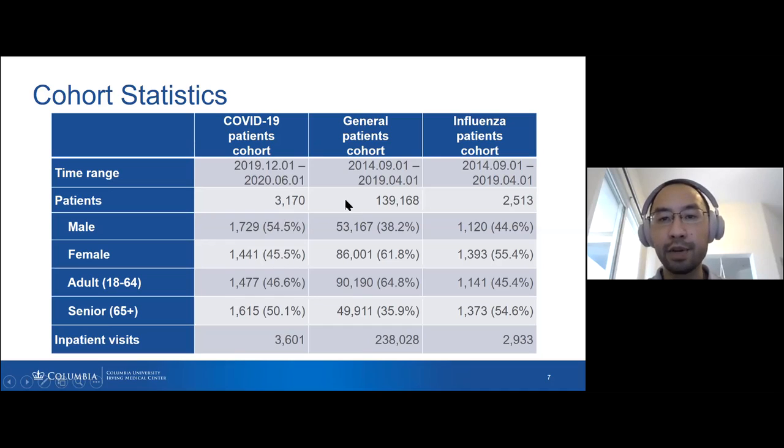For the general cohort, we had about 140,000 patients, about 38% male and 61% or 62% female, approximately 65% adults, and 36% senior. And these totaled to 240,000 inpatient visits. For the influenza cohort, we had approximately 2,500 patients with 45% male and 55% female, and 45% adults and 55% seniors, totaling approximately 2,900 inpatient visits.